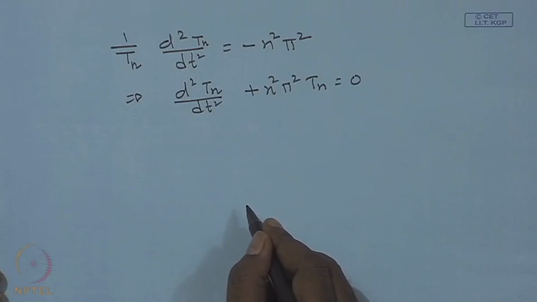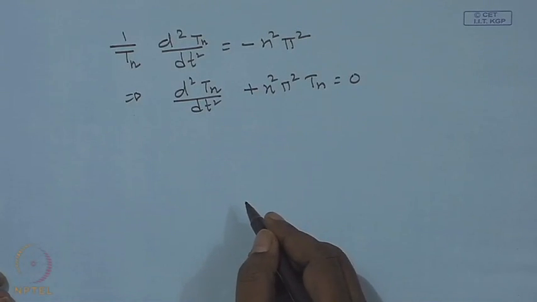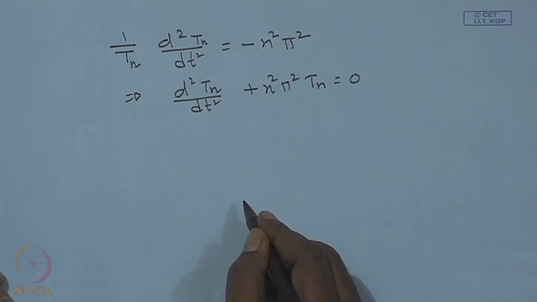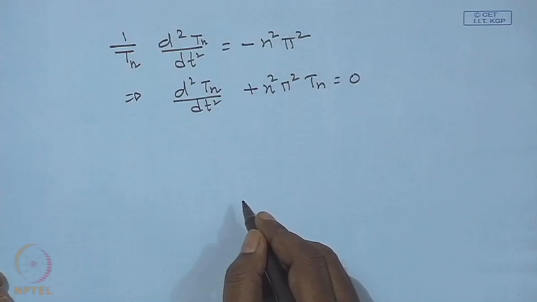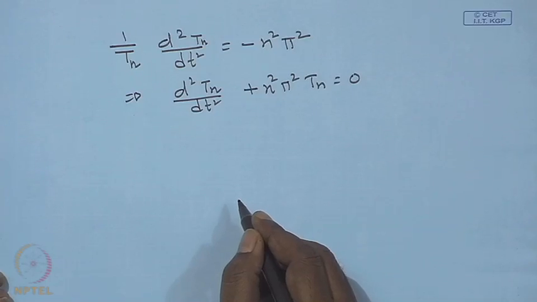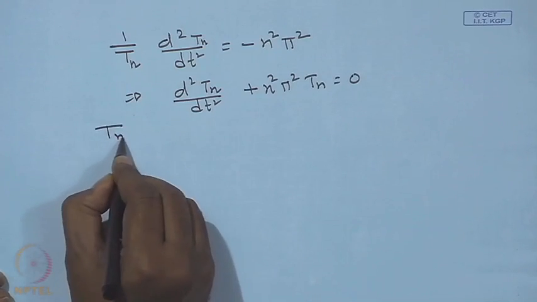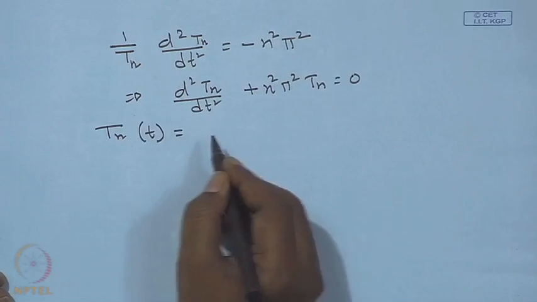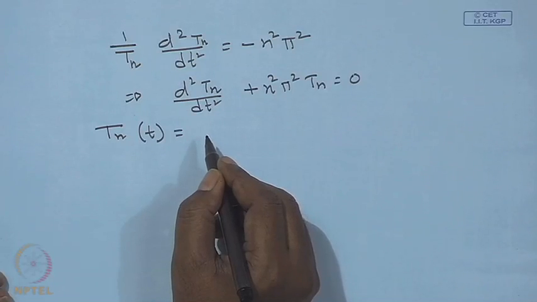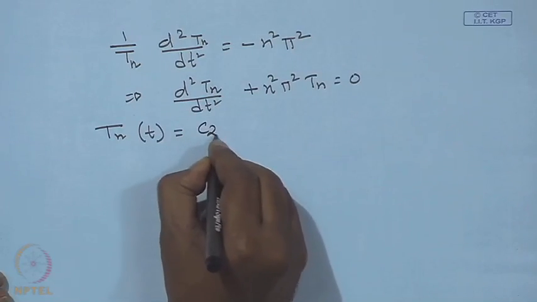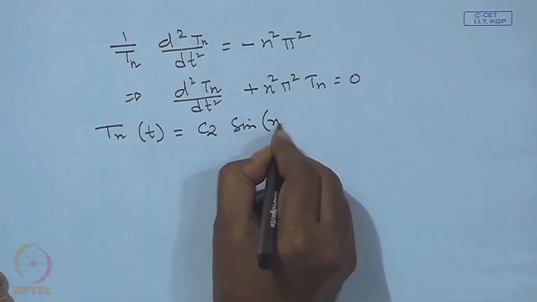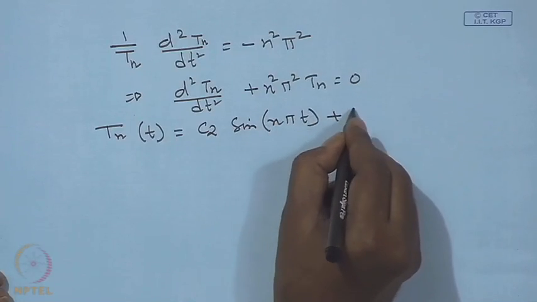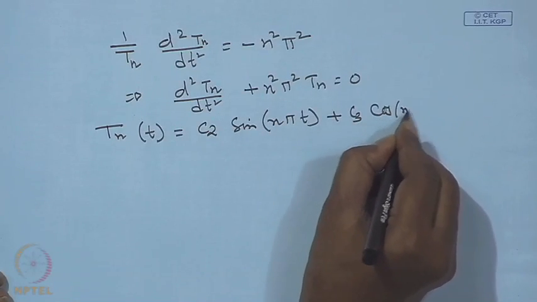If you look into the solution to this problem, the characteristic equation will be m² = −n²π². So, plus minus i nπ will be the solution. The solution will be formulated by the combination of sine functions and cosine functions. Therefore, Tn as a function of t becomes C2 sin nπt + C3 cos nπt.